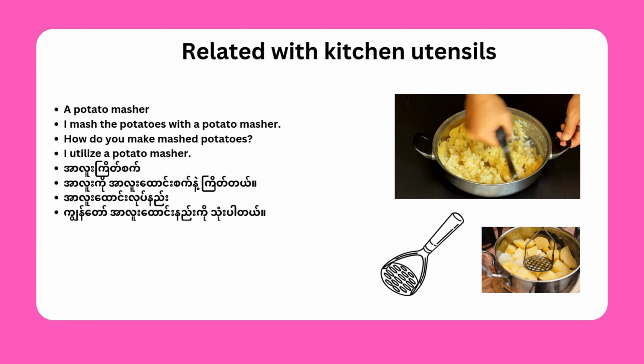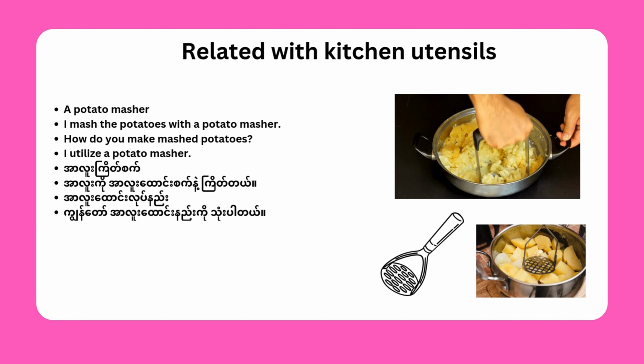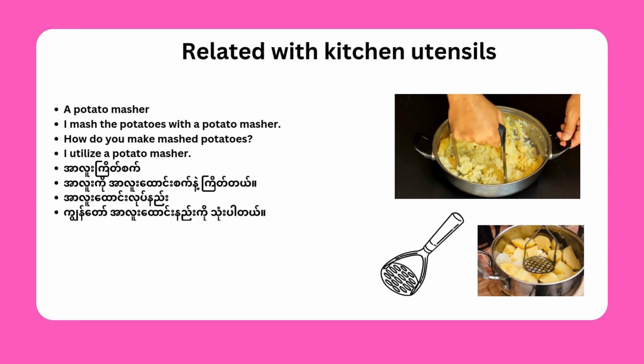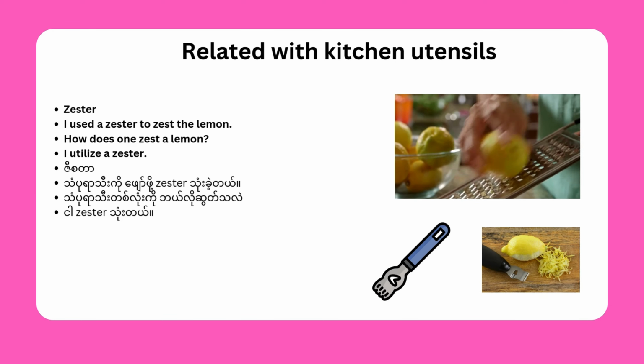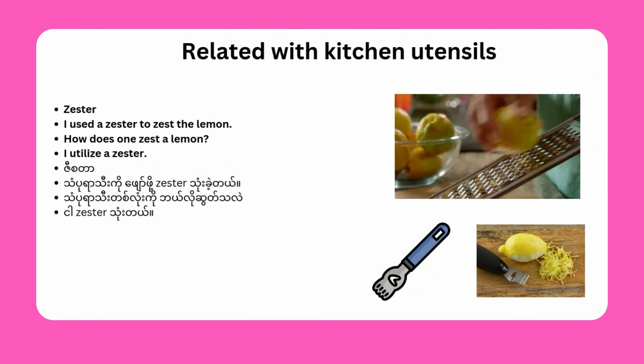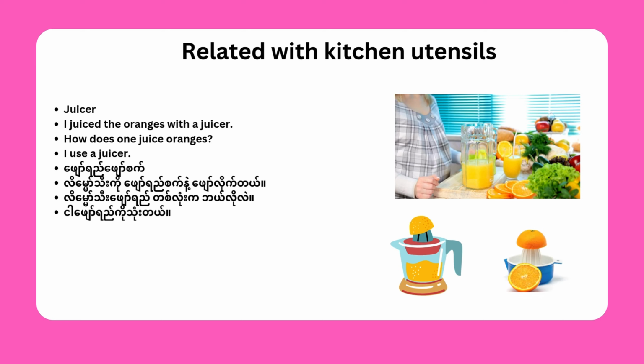A potato masher. I mash the potatoes with a potato masher. How do you make mashed potatoes? I utilize a potato masher. Zester. I used a zester to zest the lemon. How does one zest a lemon? I utilize a zester. Juicer.